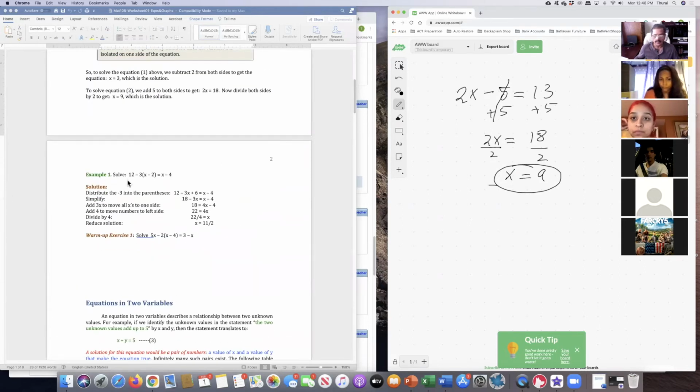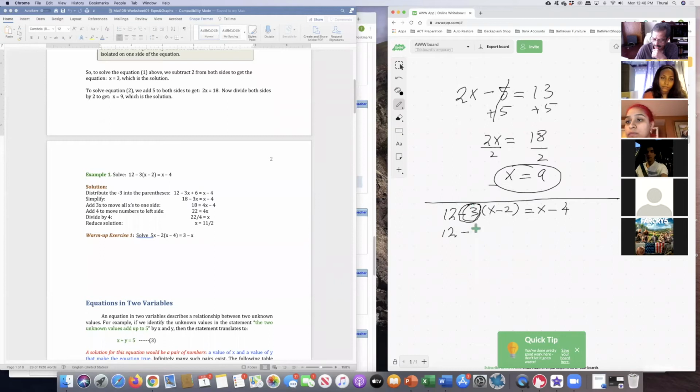So here is another equation. Let me do this quickly, even though these are elementary and you know already, but I need to make sure. So 12 minus 3 times parentheses x minus 2 equal to x minus 4. So the first thing you need to do is distribute the minus 3 inside. You need to take the sign with the number, minus 3, inside.